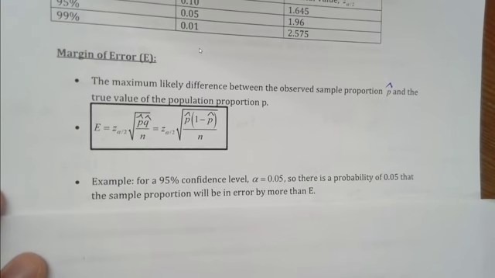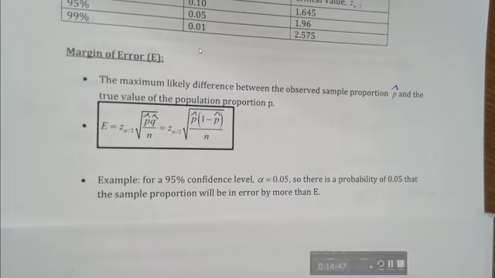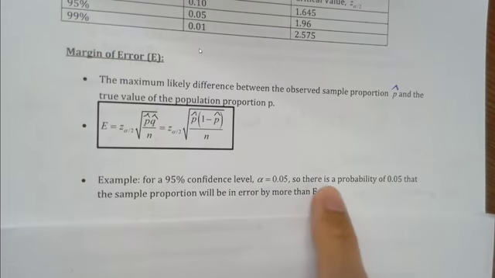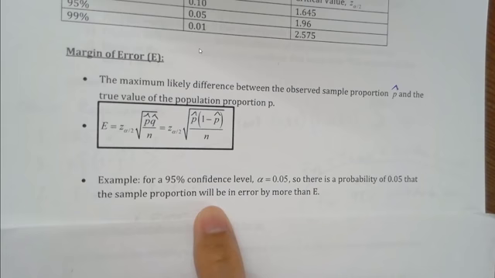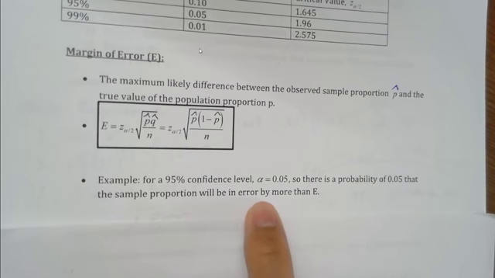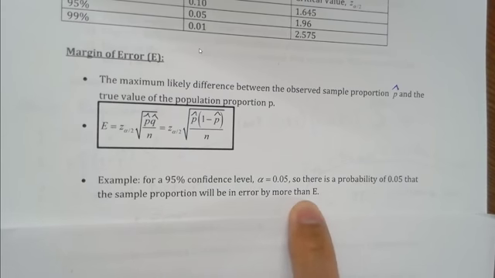So for example, for a 95% confidence level, alpha is 0.05. So there is a probability of 0.05 that the sample proportion will be in error by more than the margin of error E.